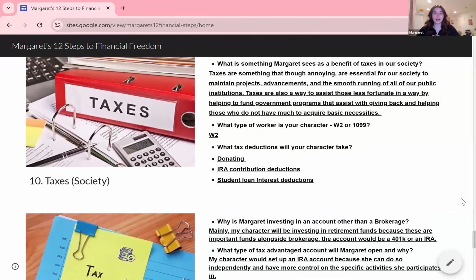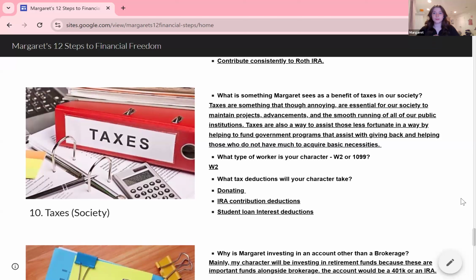Next, we are going to look at taxes and society. So obviously taxes are going to be a big part of our lives and our finances for as long as we are going to know. So it's important to look at the benefits of taxes for society and also look at what tax deductions our character can take with the factors that we have in our own lives.